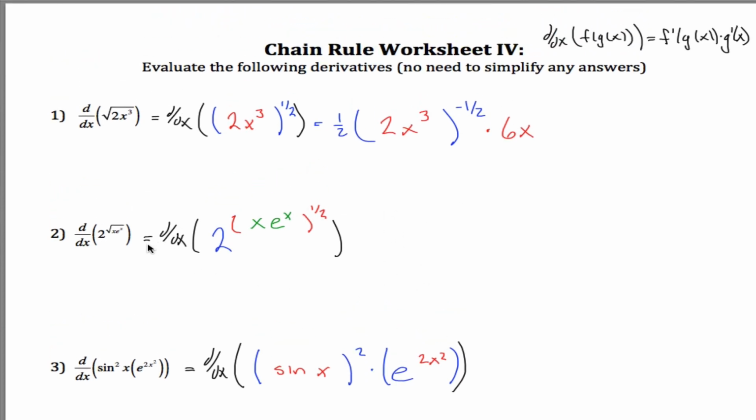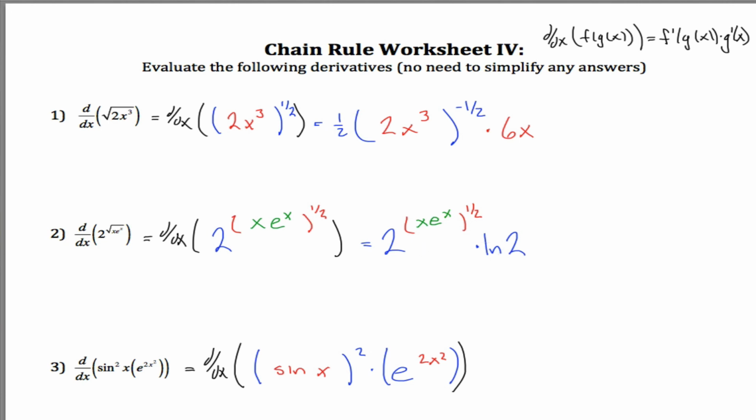So now I'm taking the derivative of a composite of 3 functions. The outermost function is 2 to the x, 2 raised up to some stuff. If it were just 2 to the x, the derivative would be 2 to the x times the natural log of 2. But it's not. Instead of an x up here, I got all this stuff, something raised up to the 1/2 power, x e to the x raised up to the 1/2 power.